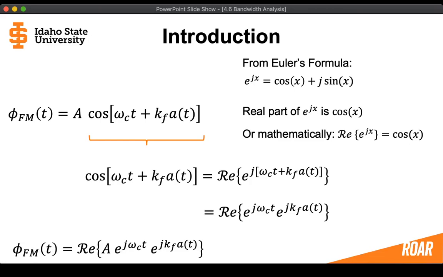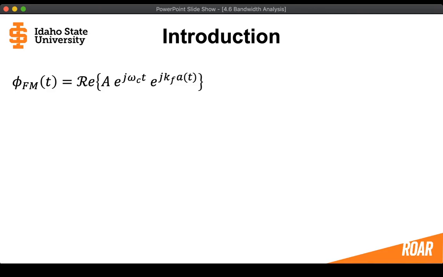So now we can write phi FM, the modulated FM signal, as the real part of this series of complex exponentials. So if we have a modulated FM signal that looks like this, and we're taking the real part of this, let's see if we can simplify this a little bit further.